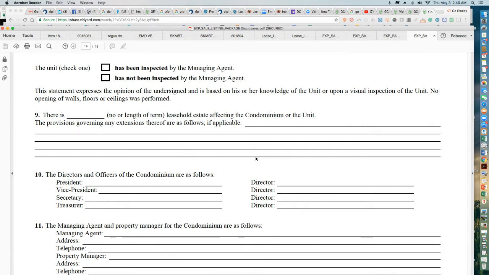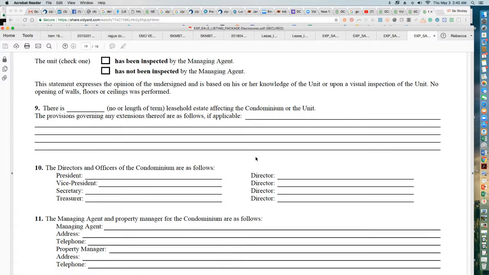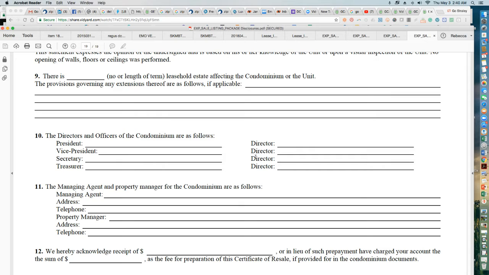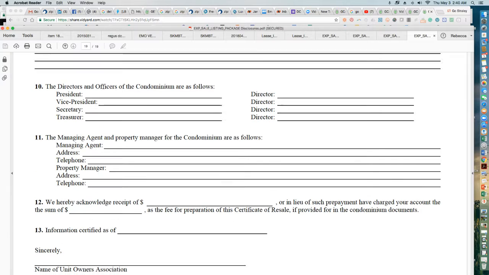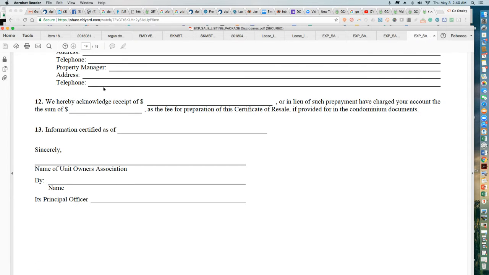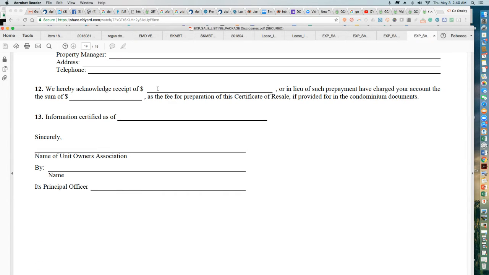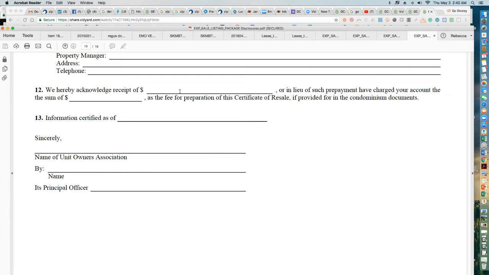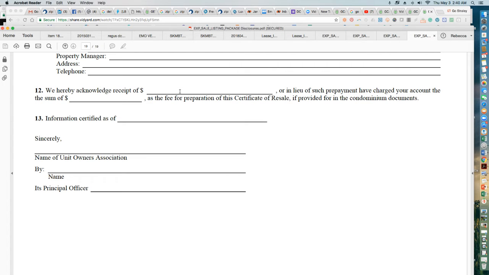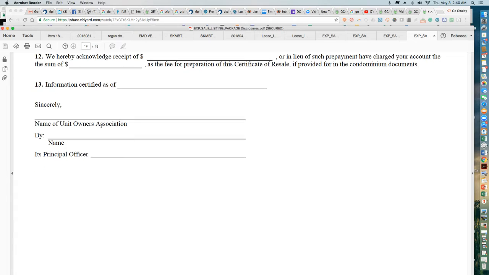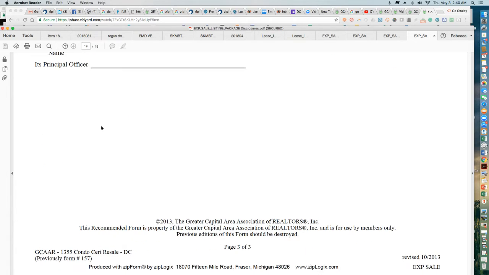The unit has been inspected or has not been inspected, and there is a leasehold estate affecting the condominium, or there is none. We're going to have the names of the officers, and we hereby acknowledge receipt of X amount of dollars, or in lieu of prepayment have charged your account the sum of X amount of dollars as the fee to prepare the certificate of resale. And then they certify the information.